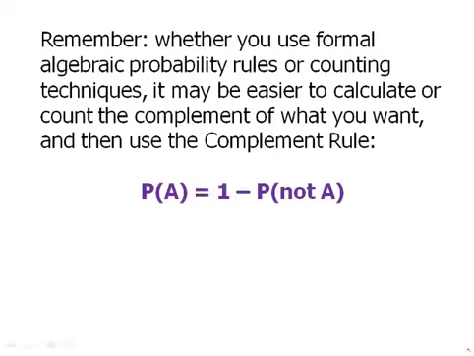Finally, now this is a tricky one. Whether you use the formal algebraic probability rules or the counting techniques, it may be easier to calculate or count the complement of what you want and then use the complement rule. So this often takes a bit of creativity, a bit of thinking outside of the box to realize, oh, wait a second, I could count or calculate all these things, but instead I could just count this one thing or calculate this one thing that is the complement, and that would be a much easier calculation. So again, that often takes some creativity. As you work with probability problems, you may start to see where you can use this shortcut.